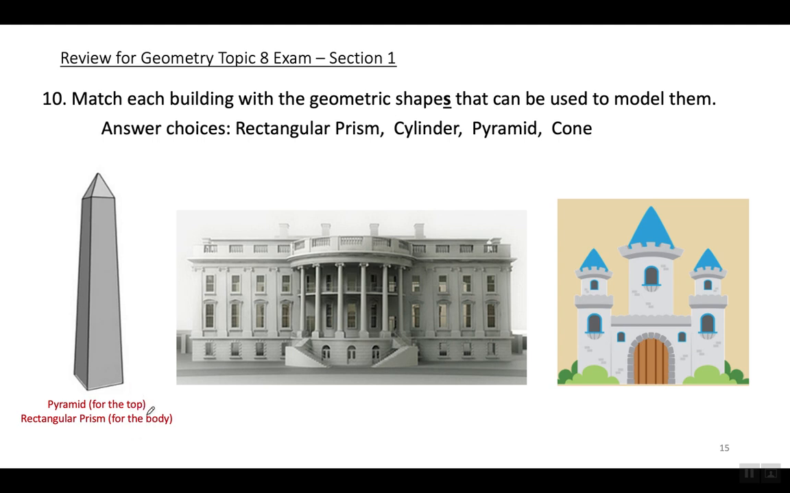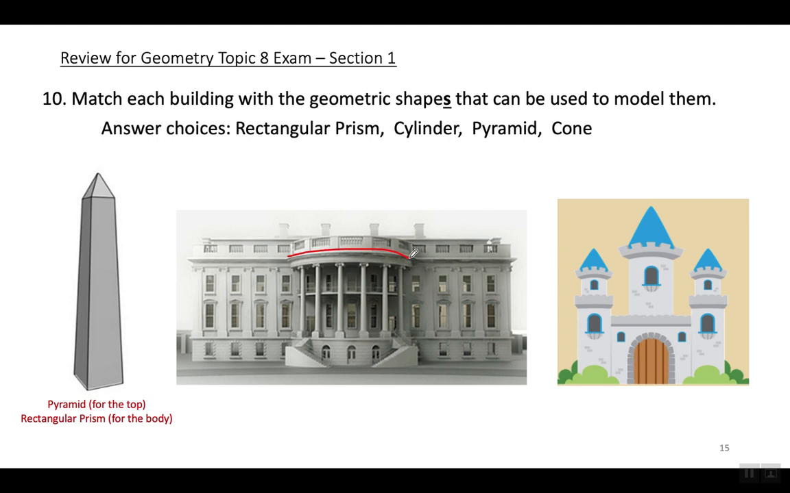Now let's look at this building right here in the middle. This composite figure consists of two shapes. Look at what we have in the back. In the back, we have this part. That's going to be your rectangular prism. But look at the front. The front is half a sphere.